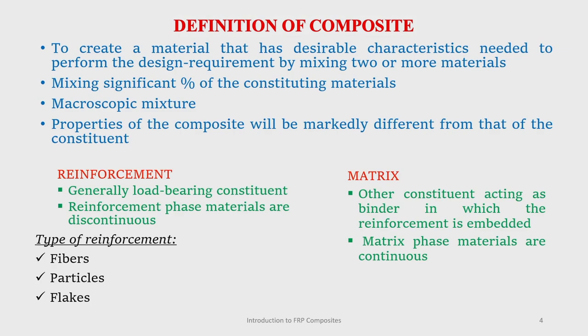The second point is that it should be macroscopic. I have already emphasized that the materials should be combined on a macroscopic scale. That means if you look at the cross section of the composite material, we should be able to make out the constituents. We could see that one is the fiber, the other is the matrix, which is not possible in alloys, because they are not mixed at the macroscopic scale; they are mixed or combined at the atomic or microscopic scale. Therefore, it is not possible to identify the constituents just by visual inspection unless you put it under an electron microscope.